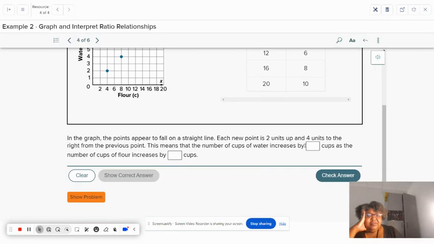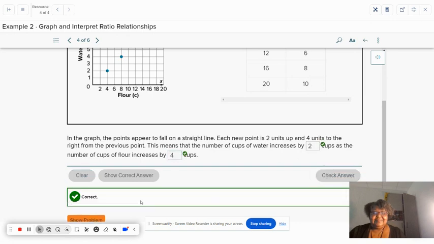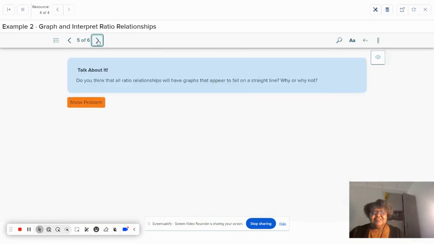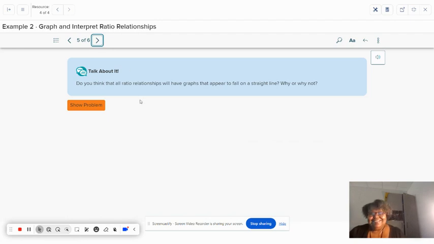That means that the number of cups of water increases by 2 cups as the number of cups of flour increases by 4. And that's a concept you're going to learn next year with linear equations. That's called the slope of the line. So just giving you a little hint. Maybe it's 8th grade. I'm not sure if 7th grade does it. But anyway, it's not in 6th grade.